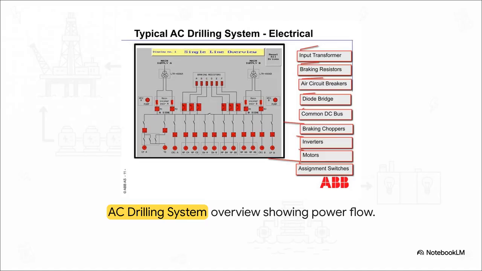When you look at a real-world AC drilling control interface, you can actually see these exact stages at play. You've got your main incoming supplies up at the top, routing down through the transformers, into the diode bridges, right across that common DC bus, and finally out through the inverters to the specific motors, things like your drawworks, mud pumps, and top drive. It might look super complex at first glance, but it's really just our 5-step path applied at scale. So let's break those steps down.